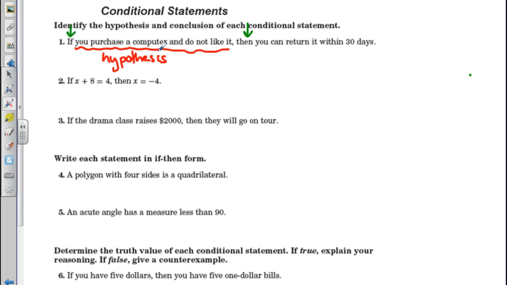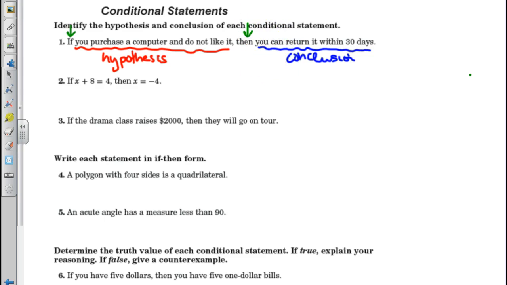Right? So sometimes it can be flipped around too. You just kind of have to check for it. But the hypothesis will follow the word if. So it's the part of the phrase that follows if. The conclusion is the part of the phrase that follows then. So in our case, the hypothesis is you purchase a computer and do not like it. The conclusion is you can return it within 30 days.